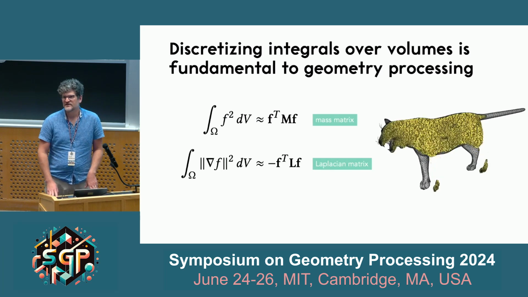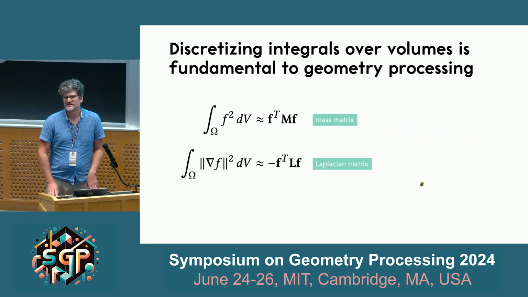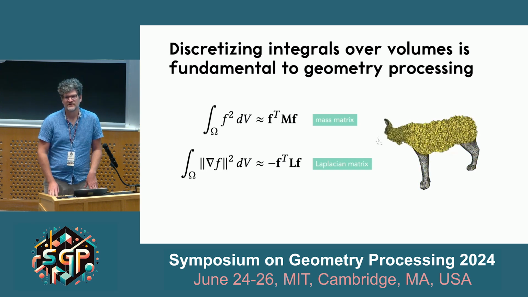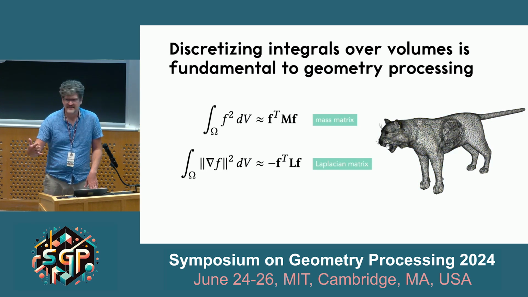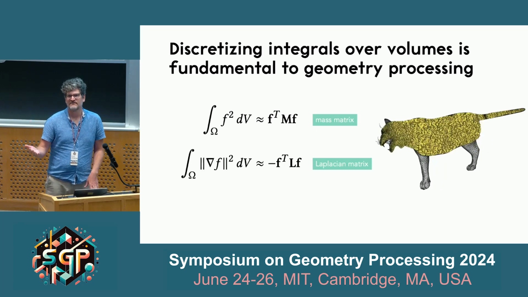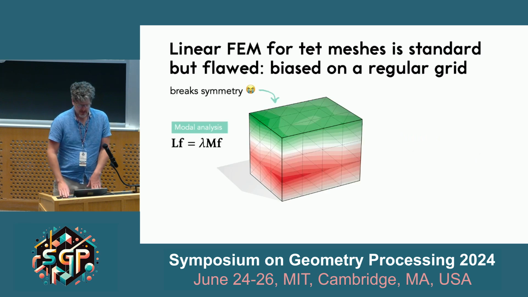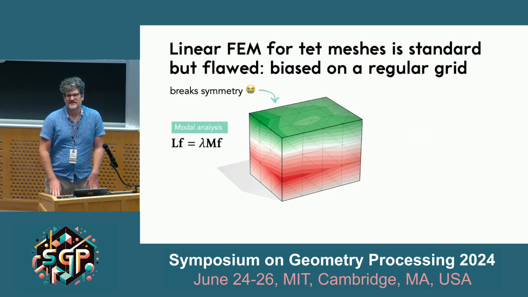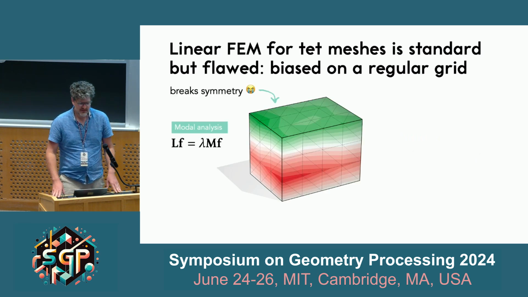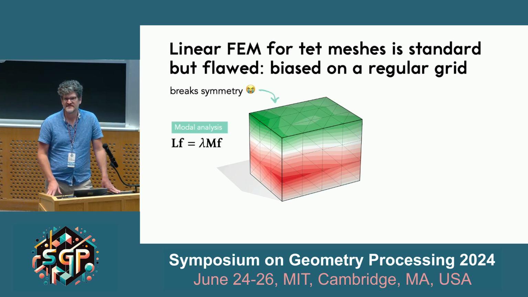Another fundamental integral is the Dirichlet energy, which integrates up the squared gradient of a function over the domain. And this looks like, to choose a convention, minus that vector f times a Laplacian matrix times f again. The standard way to get both of these matrices as a discretization for tet meshes is to use the linear finite element method. And I'm sad to break the news to you that this is really flawed for tet meshes. It gives really surprisingly bad results on simple problems.